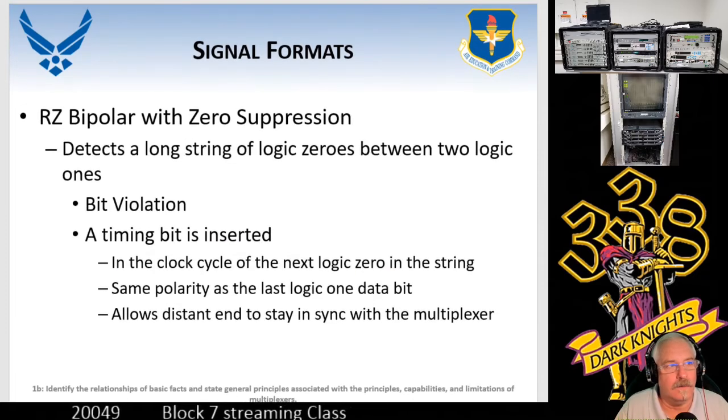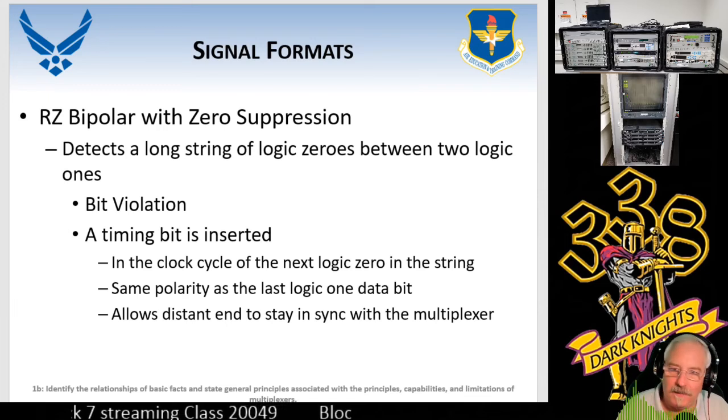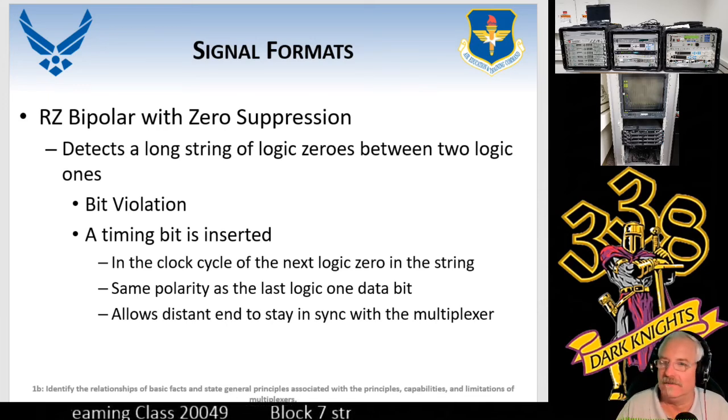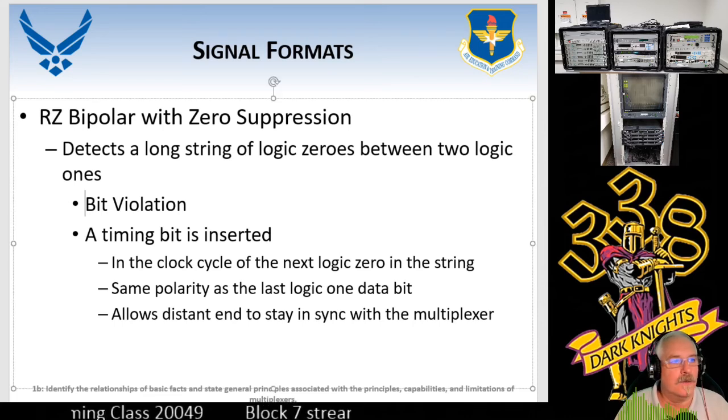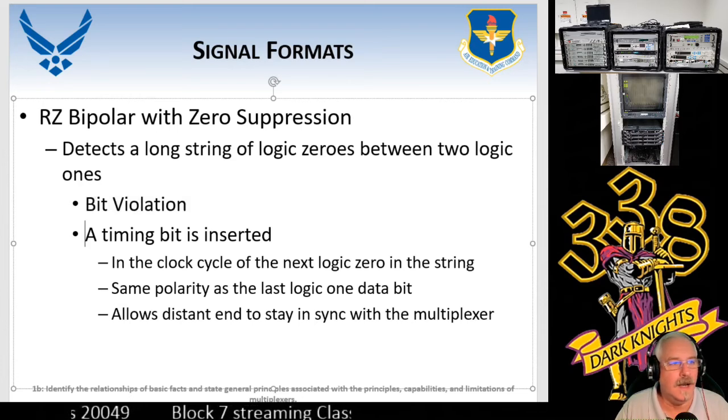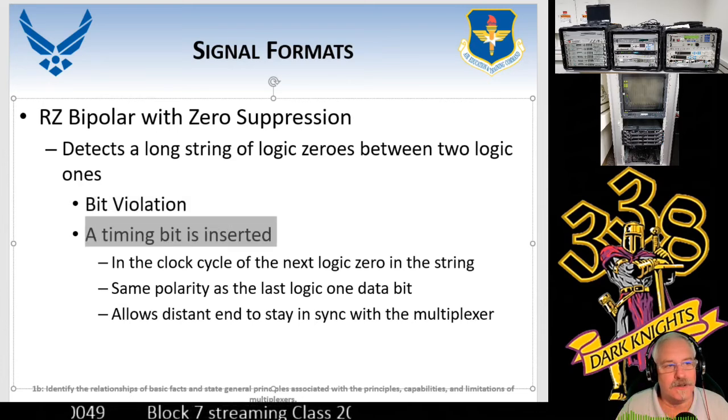All right, we look at bipolar with zero suppression. This one can be another can of worms, but I'm going to do my best to keep it as simple as possible. It does the same thing as RZ bipolar with a twist. We have something called bit violations. What does it mean? A timing bit is inserted. What does it look like?